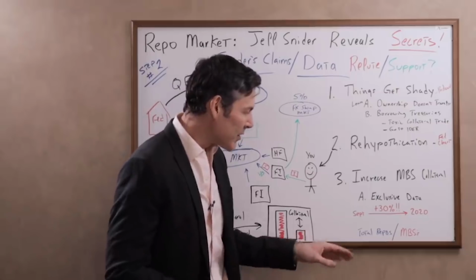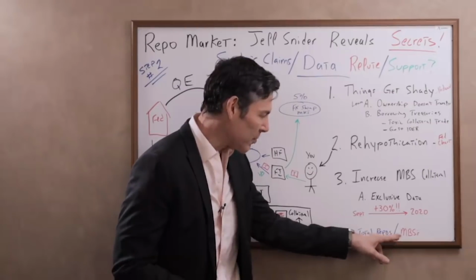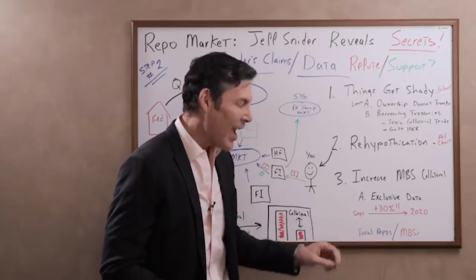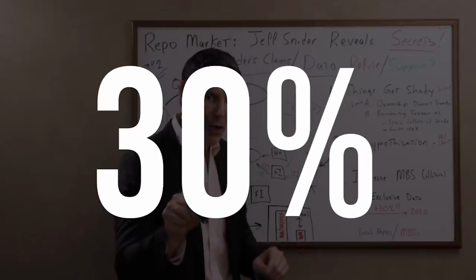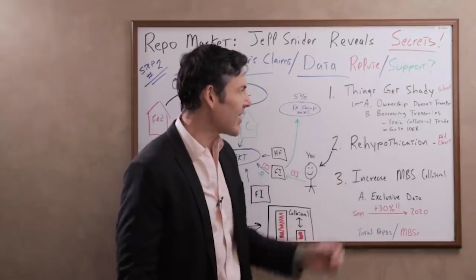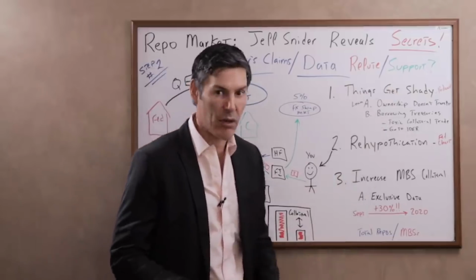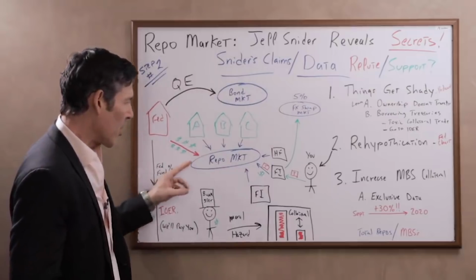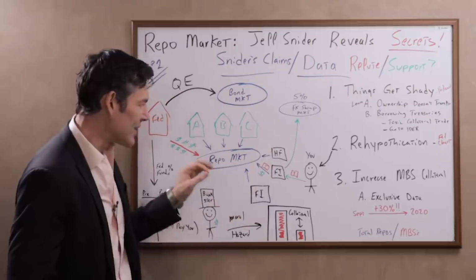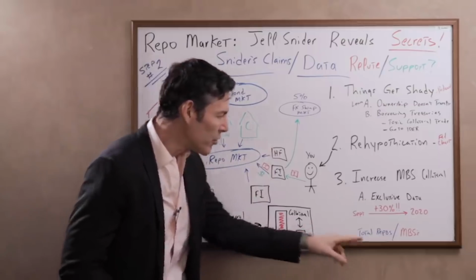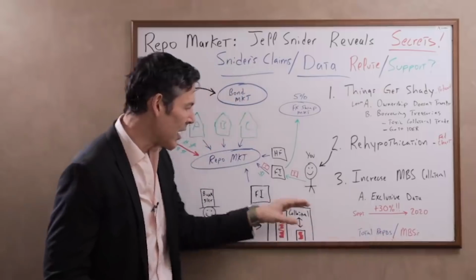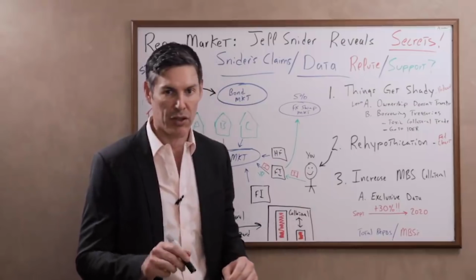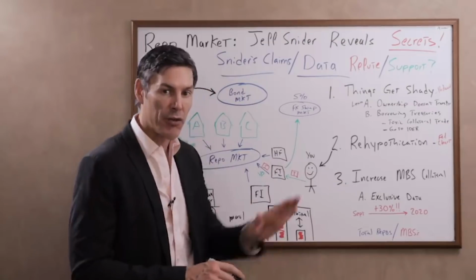What we saw is the amount of mortgage-backed securities being used as a percentage of total repos since September has gone up by 30%. This supports exactly what Jeff Snyder was saying. Why? Now that there's an indiscriminate lender in the repo market, all of the financial institutions that need that cash can use the toxic assets that they have on their balance sheet. That's why we're seeing the amount of mortgage-backed securities used in repo increasing dramatically.